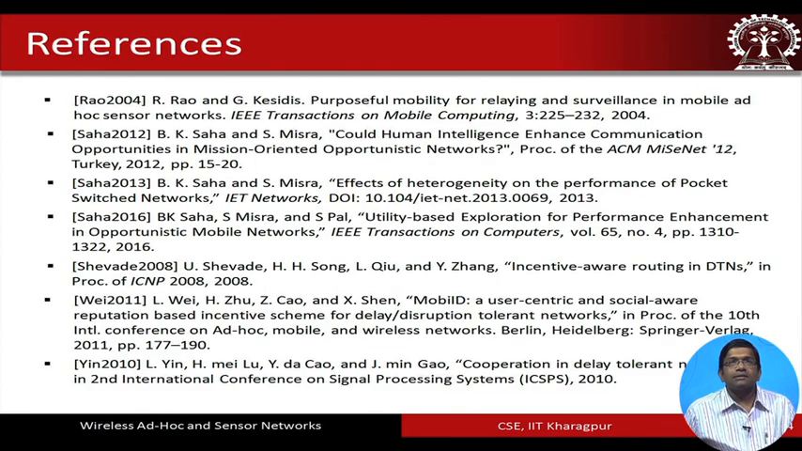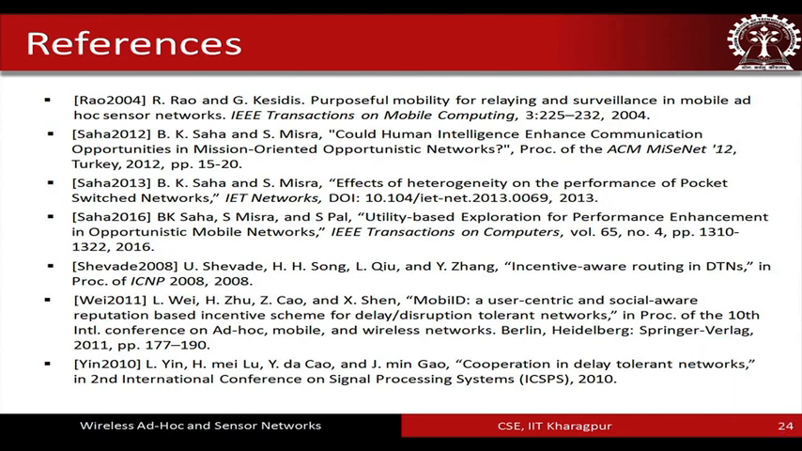So these are the references, and some of these things that I already spoke about are available in these references.